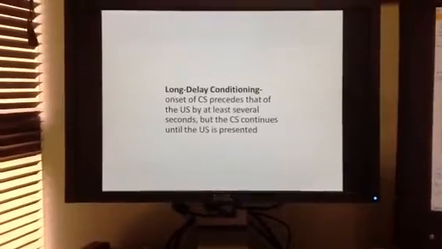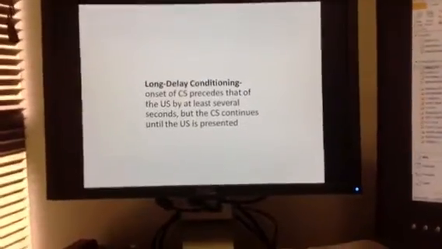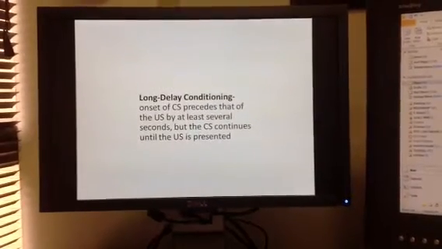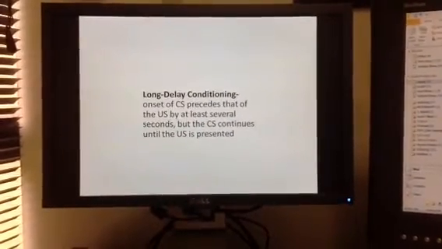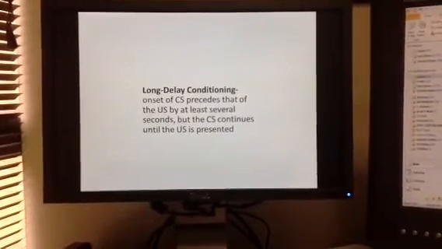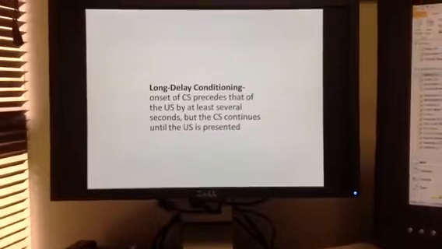The next is called long delay conditioning. This is where the onset of the conditioned stimulus precedes that of the unconditioned stimulus by at least several seconds, but the conditioned stimulus continues until the unconditioned stimulus is presented.